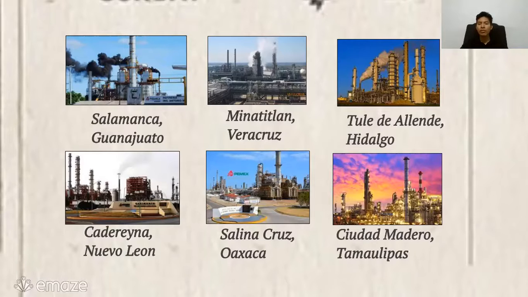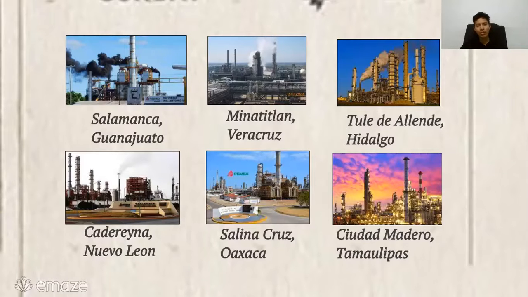The fifth is in Salina Cruz, Oaxaca. It was inaugurated in 1979. Nowadays, it has a production of 238,000 barrels per day, but it can produce even 330,000 barrels.